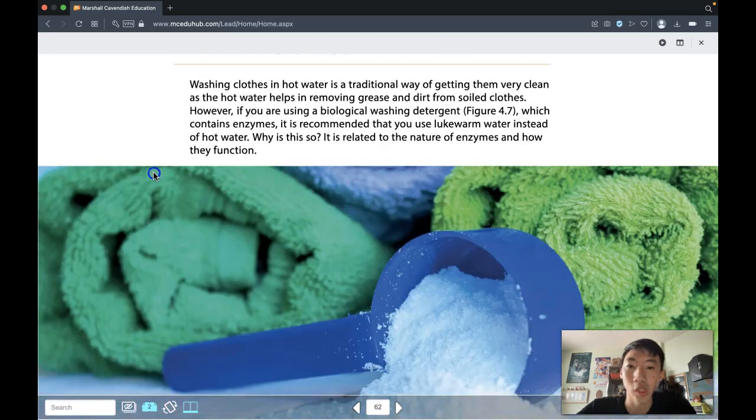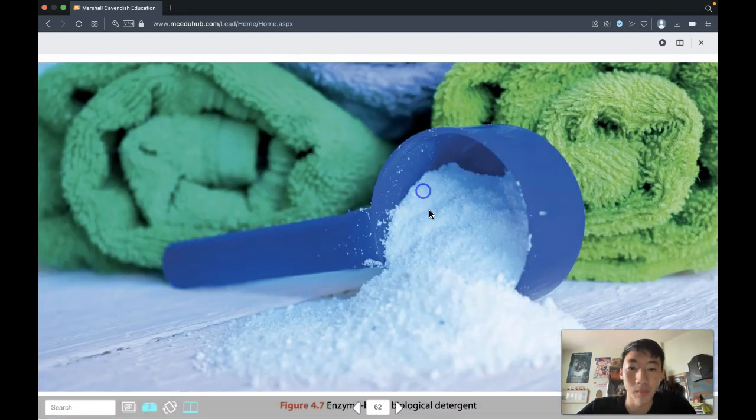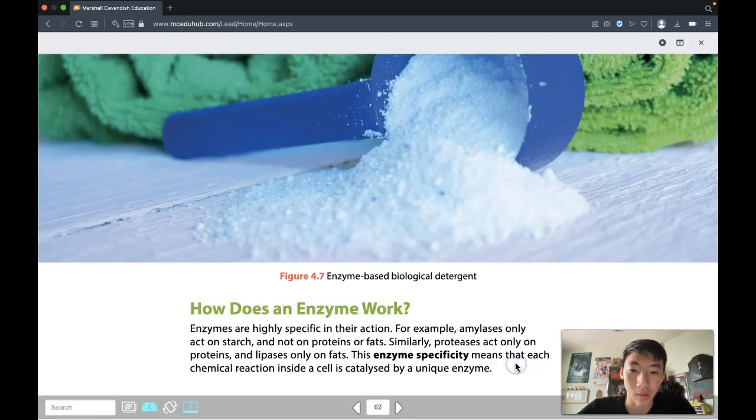So we have watched a little video about this detergent, right? And this particular enzyme-based biological detergent, honestly, is not very common. I also personally use chemical-based detergent because biological detergents actually need a certain temperature to work well, and that's not always possible.